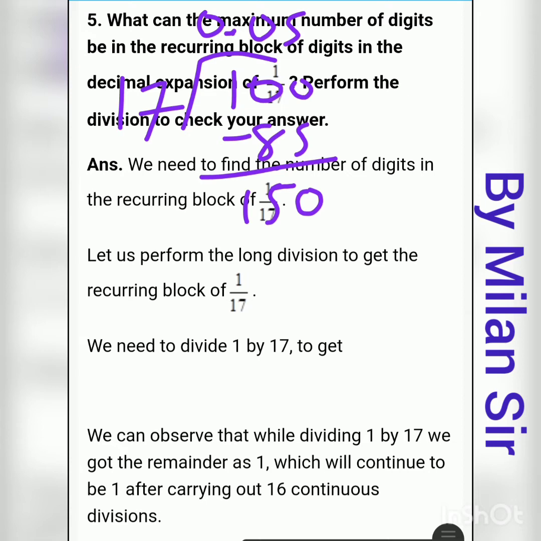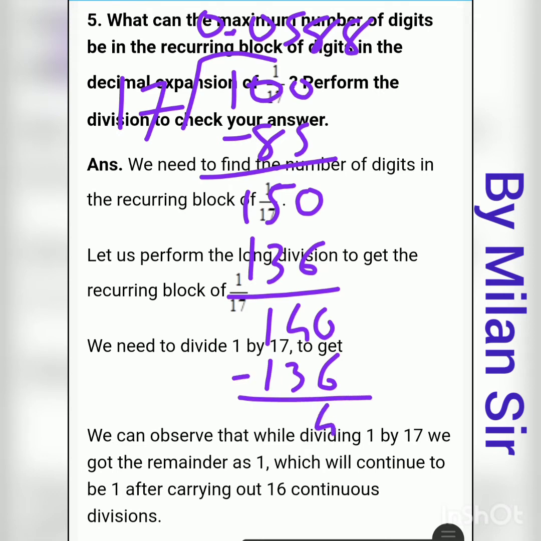So in the table of 17, 5s are 85, 17 6s are 102, 17 7s are 119, and 17 8s are 136. So 17 8s are 136, and the remainder is 14. Again we get a 10 because we already put the decimal point. So 17 8s are 136 again. Now 4 is the remainder, so it becomes 40. 17 2s are 34. Here 6 is the remainder, so it becomes 60.